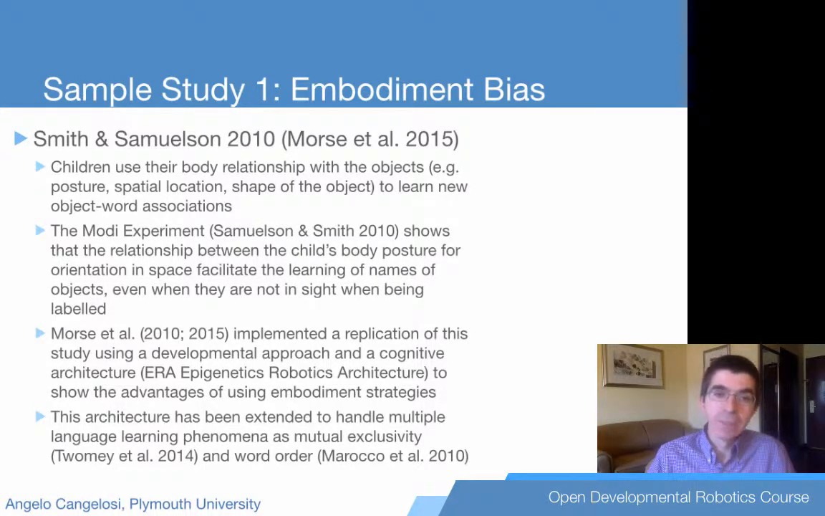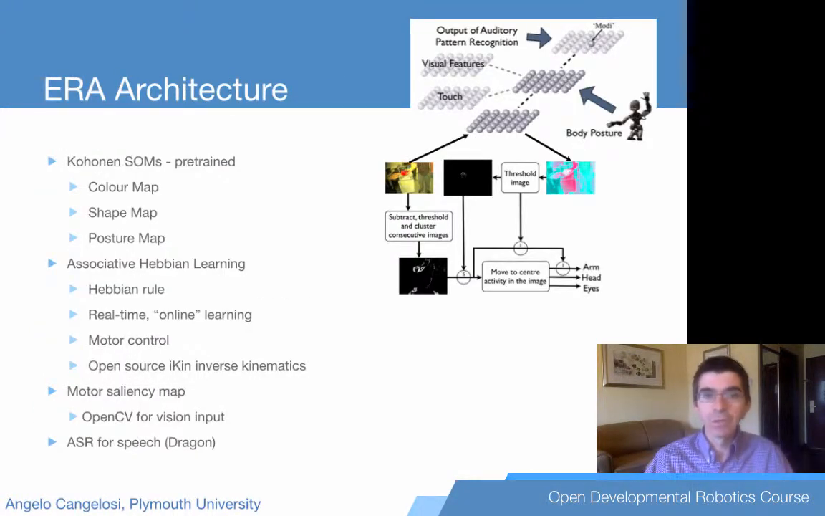In particular, this architecture has been used not only to model this, we call it the MODI setup, but also has been extended to model mutual exclusivity and to model word order in addition to some recurrent architectures. Well, I'm going to show you some diagrams on this. Let's focus first on the ERA architecture, epigenetic robotic architecture.